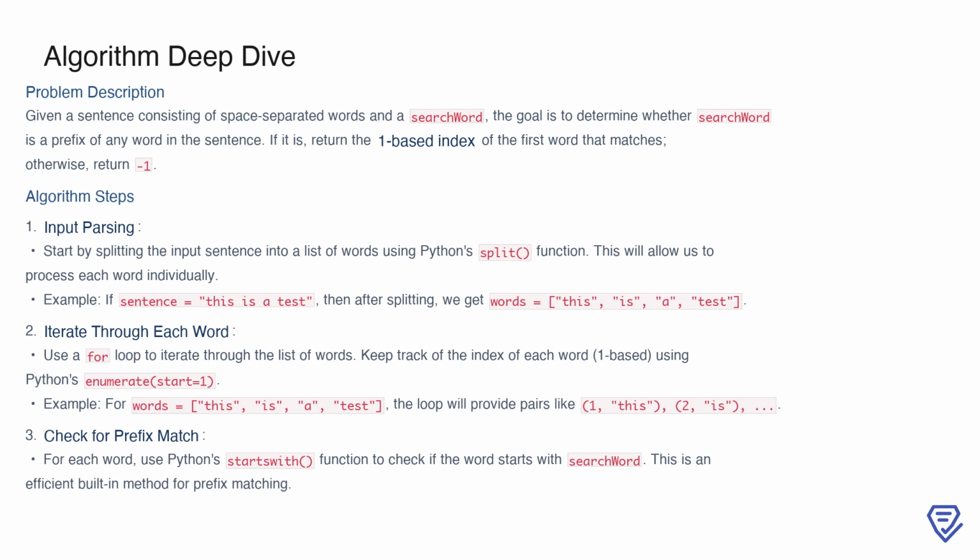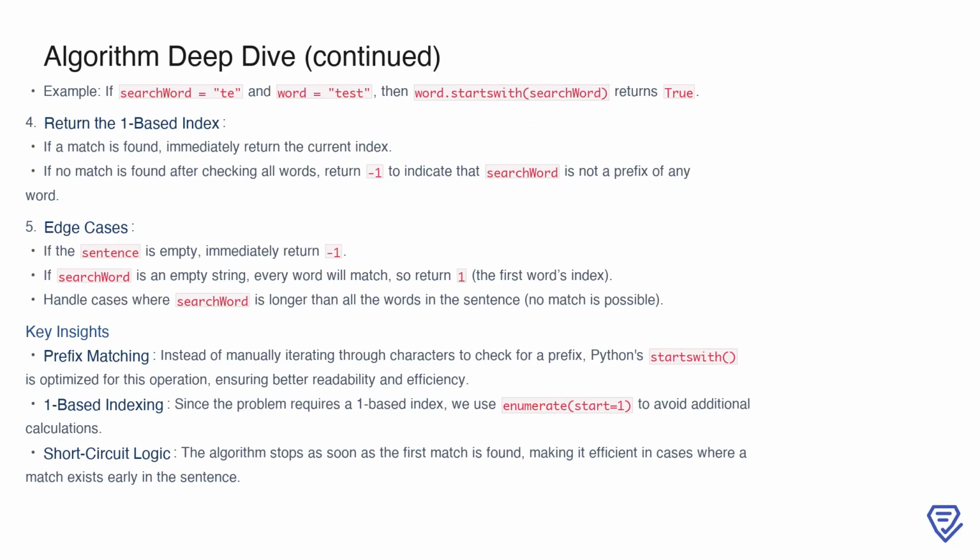For each word, we check if it starts with the given search word using Python's starts with method, which is both efficient and easy to use for prefix matching. For example, if the search word is "te" and the current word is "test," the starts with method will return true, indicating a prefix match. The moment we find such a match, we return the current 1-based index of that word. However, if we finish iterating through all the words without finding any matches, we return -1, signaling that no word in the sentence starts with the given search word.